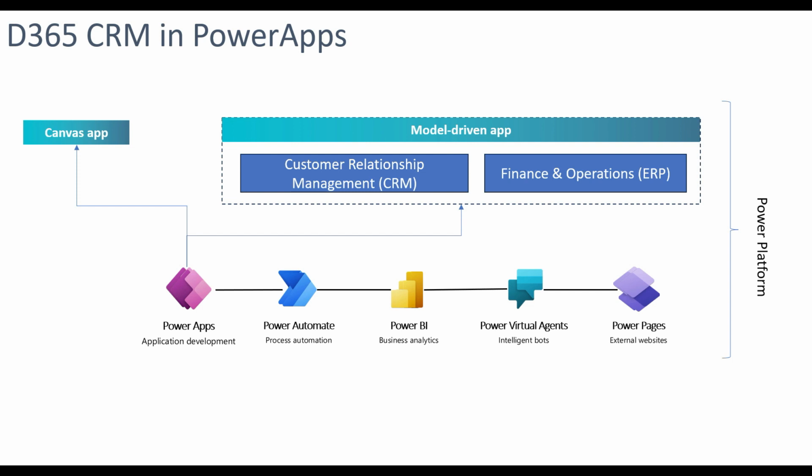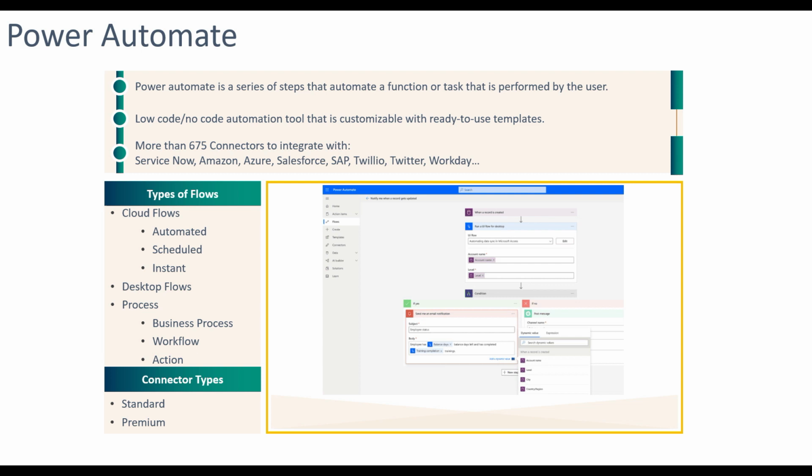What is Power Automate? Power Automate is a tool to automate a business process. We'll take a couple of examples, but before that, Power Automate is a low-code platform. It's part of the Power Platform. There are a lot of ready-to-use templates, and it has a lot of connectors. It keeps growing.